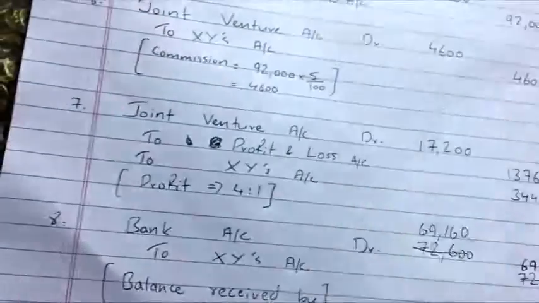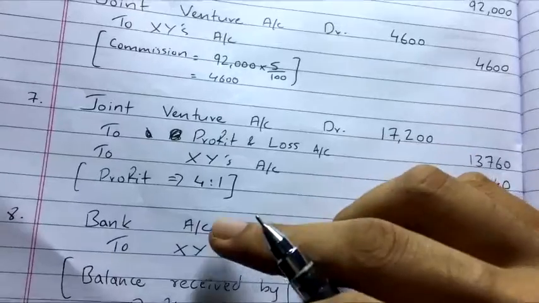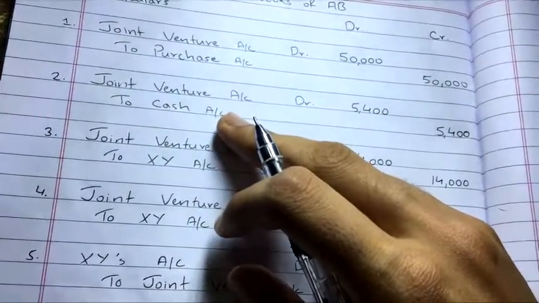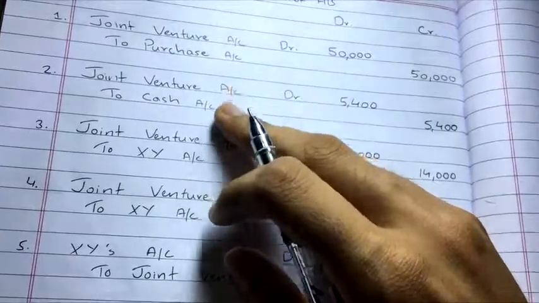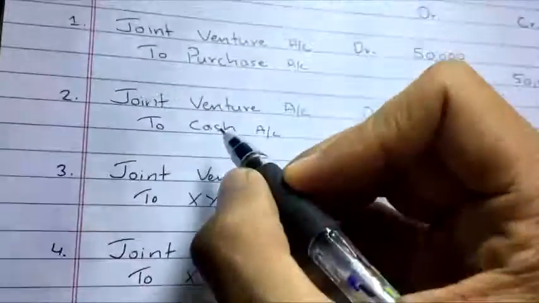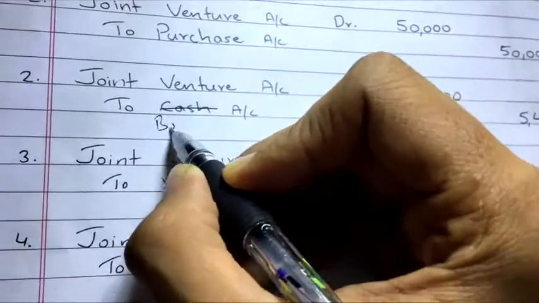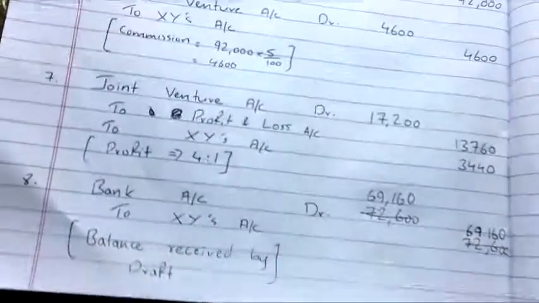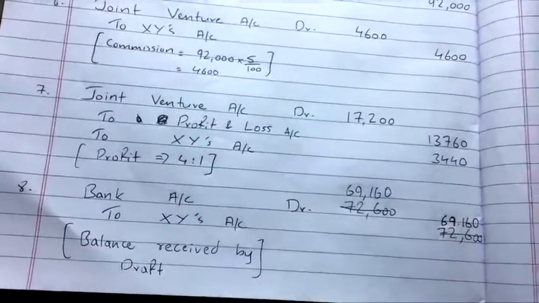Now here it has to be the same. See, I have taken cash account over here, so if you have taken cash over here, you also have to take cash over here. So I will make this bank account, because everything has to be similar. So bank account, bank account. All right, so this is how you have to solve this problem.